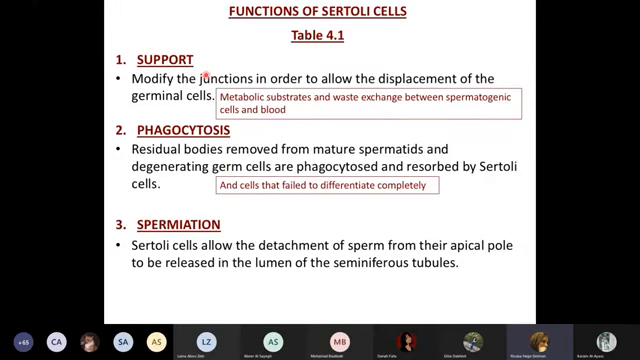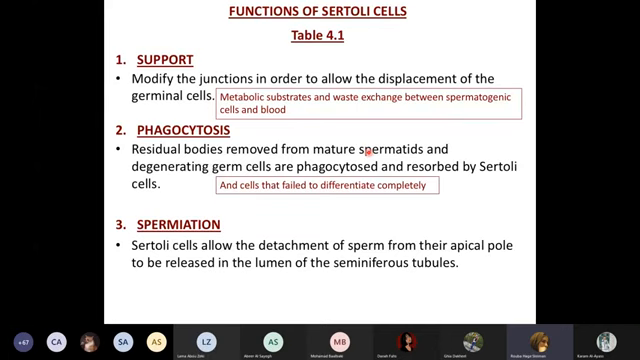The second function is the phagocytosis. Also, we mentioned that during the maturation of the spermatid, when the spermatid is acquiring a cytodifferentiation to become a sperm cell, it will lose a big part of its cytoplasm in the form of a residual body. These residual bodies that are removed by the Sertoli cells, they are phagocytosed and resolved by them.